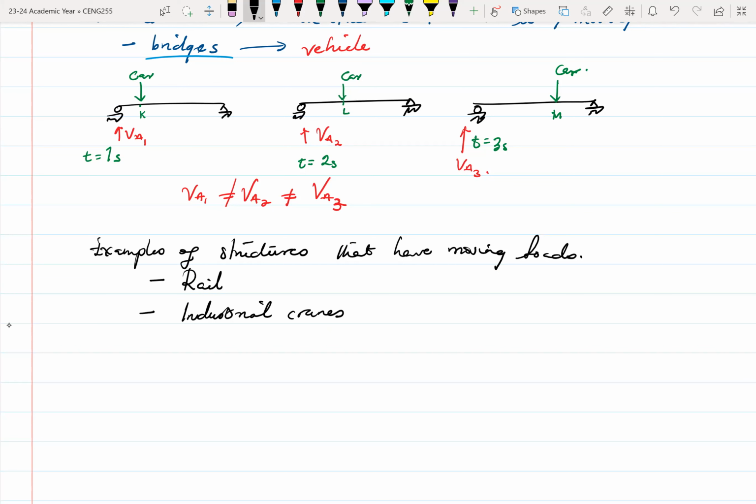They are termed as moving loads, and we design the columns and the beams that they sit on to receive such moving loads. All right. Some also can have where we have conveyors. So where we have conveyor belts, which also move items from one point to the other, they pretty much experience moving loads. All right.